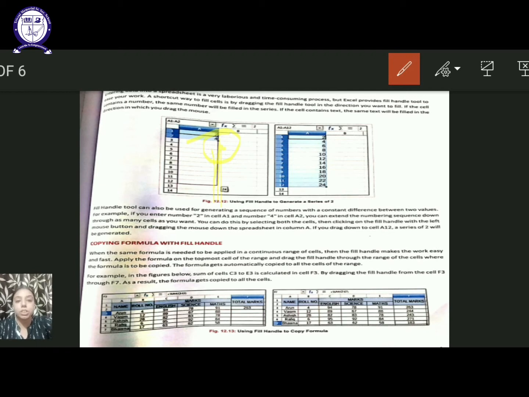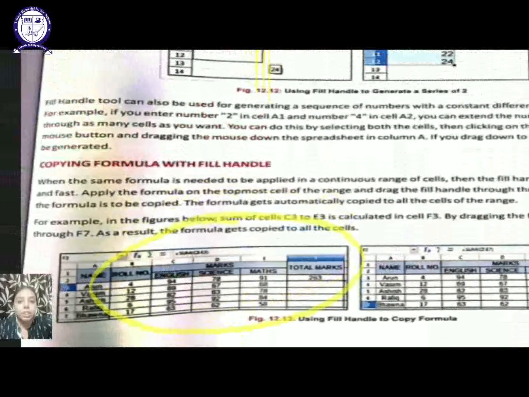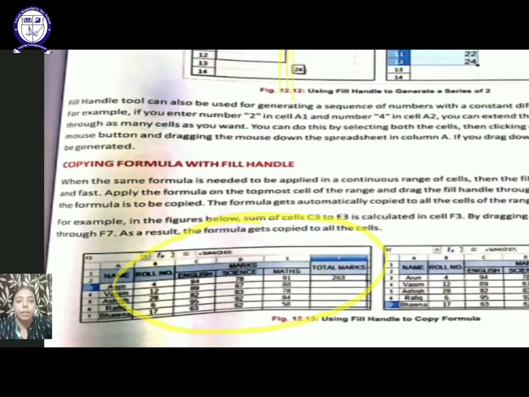Suppose here is a worksheet, and in this worksheet there are different columns: name, roll number, marks of 3 subjects of the different students, and then the total marks. We have discussed different functions in the last session, that is sum, which is used to calculate the total. Here you can see roll number 4, name is Arun, and English, Science, Maths. We have 3 subjects marks. We have calculated the total and we have got the total marks as 263.